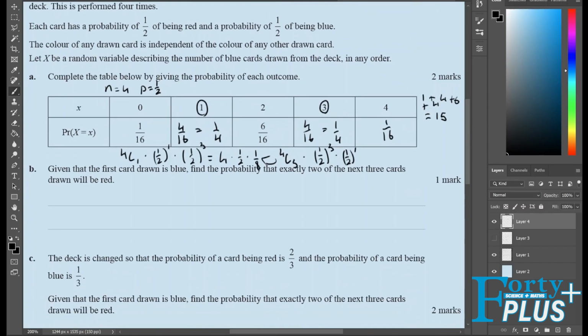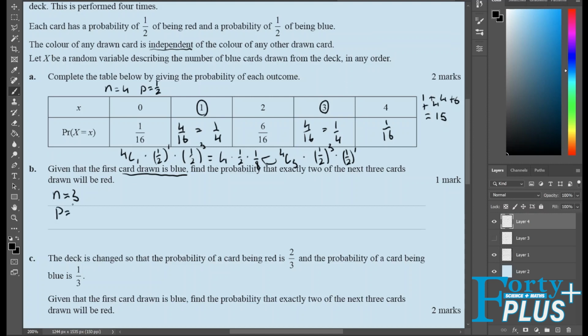Part B. Given that the first card drawn is blue, find the probability that exactly 2 of the next 3 cards drawn will be red. So this is another case of needing that binomial equation. In the question, they stated that the color of any drawn card is independent of the color of any other drawn card. So this information, that the first card drawn is blue, essentially does not matter to this question, apart from letting us know that n is now equal to 3.